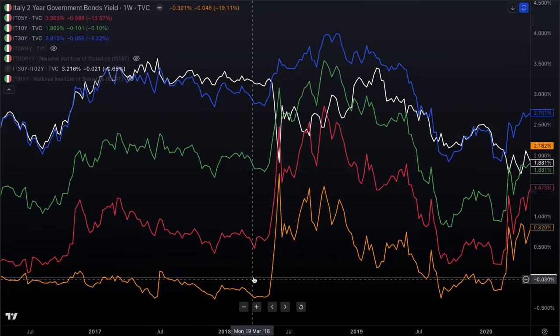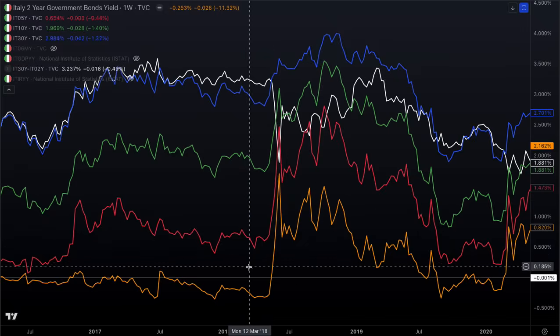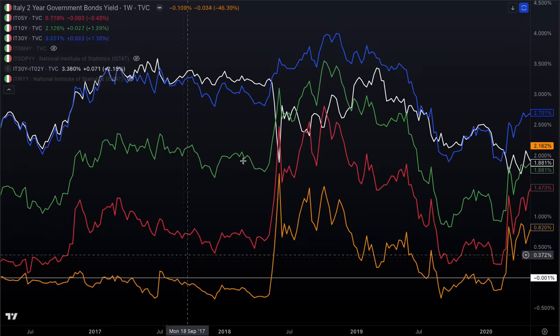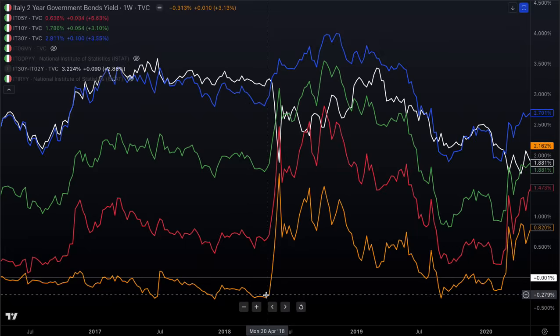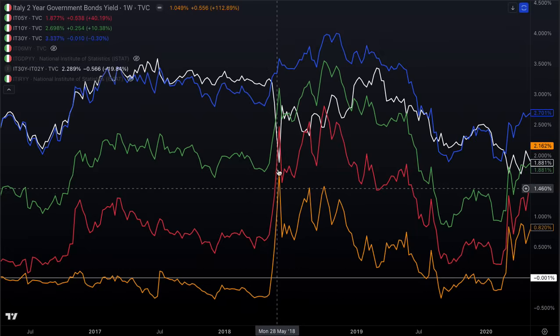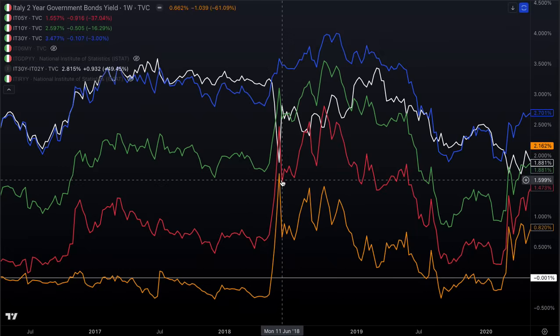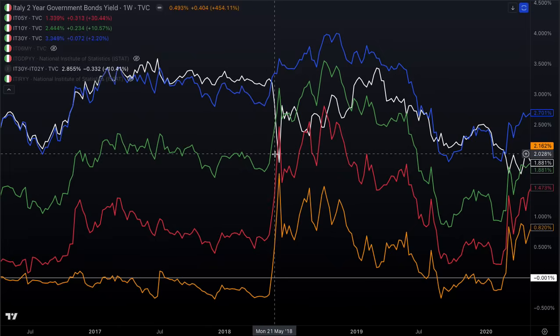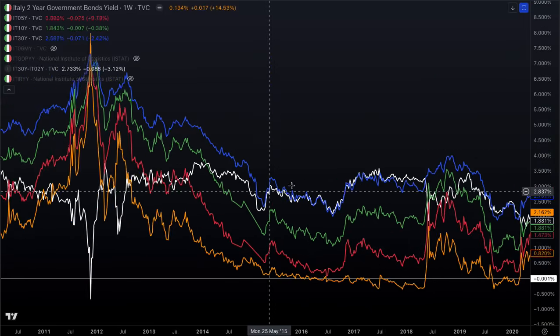We saw all yields were rising, right? So this is a bear flattener because all the yields are rising, but the short-term rates are rising the fastest. This is called a bear flattening, and that is why this white line comes down, because the yield curve is flattening.